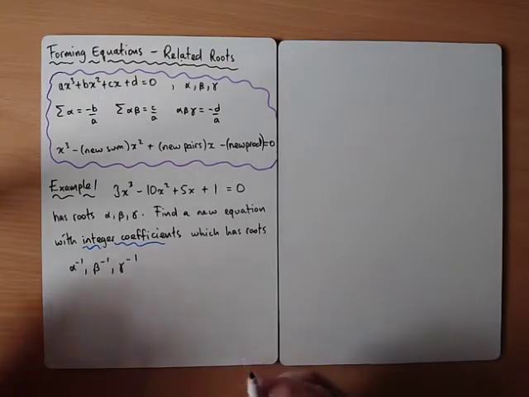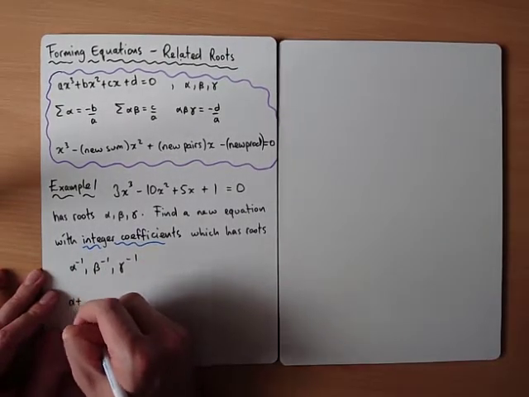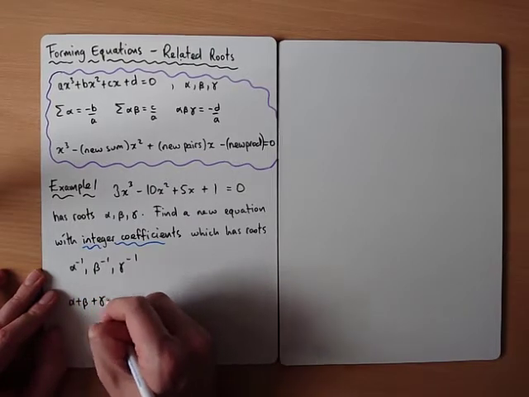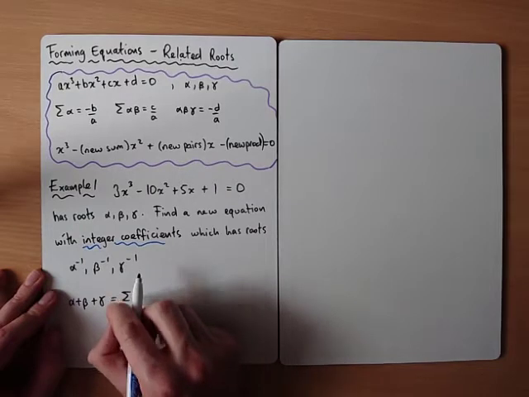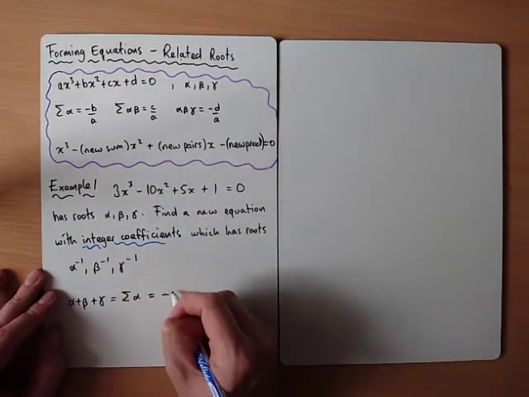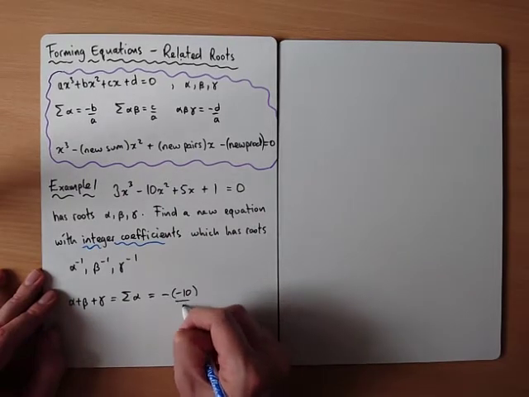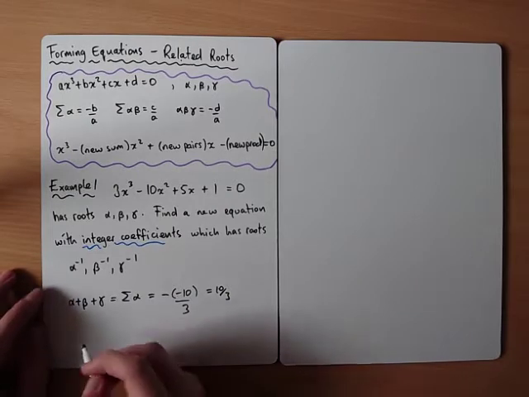First thing you should do on a question like this, if it doesn't structure it for you, just think about what the sum of the roots is. So what is alpha plus beta plus gamma for this question? Okay, so the sum of the roots would be minus b over a, so we've got 10 over 3.